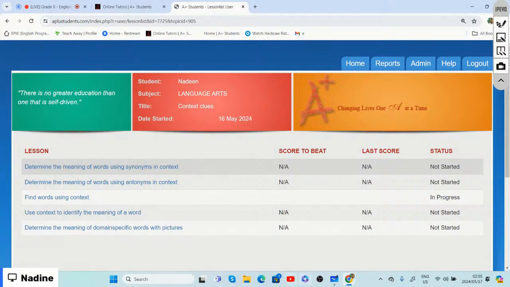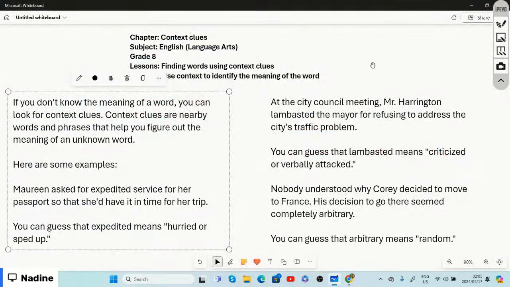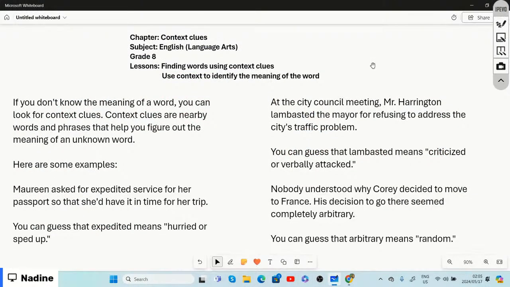All right. So our chapter is context clues. Our subject is English Language Arts, grade 8. And the lessons that we're going to be focusing on under the chapter of context clues are finding words using context clues and using context to identify the meaning of a word.